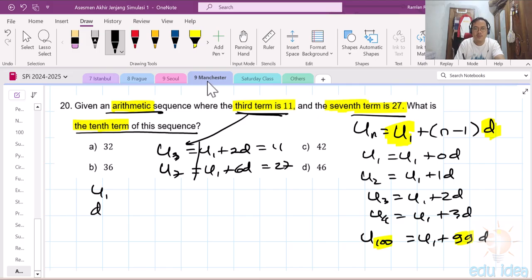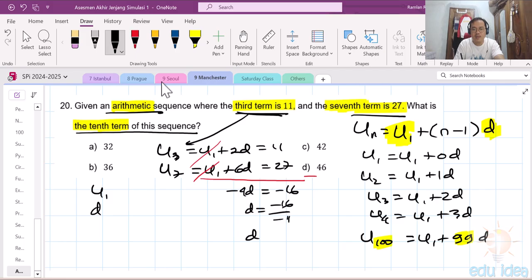And you see that we have two equations here. We can use the elimination method to find the value of u1 and d. Now, if we do that, you can just subtract these two equations so that we can eliminate the first term, right? u1 minus u1 is just 0. So it's just eliminated. And then we have 2d minus 6d, which is minus 4d. And then 11 minus 27, that'll be minus 16. And then divide both sides by -4, and d will be equal to, sorry, it's not 8, it's 4. Yeah, so that is the common difference.